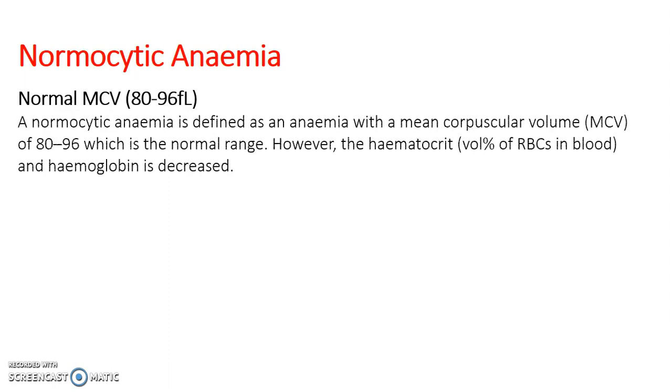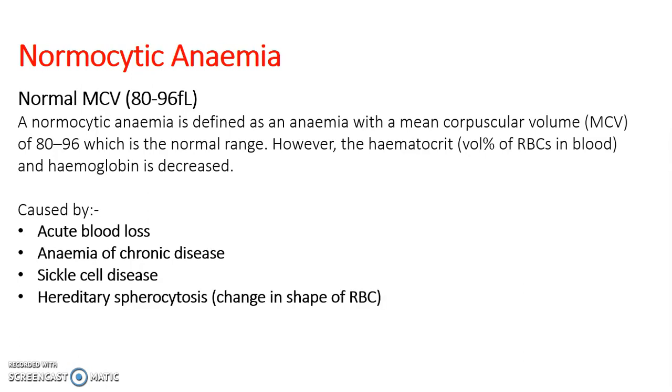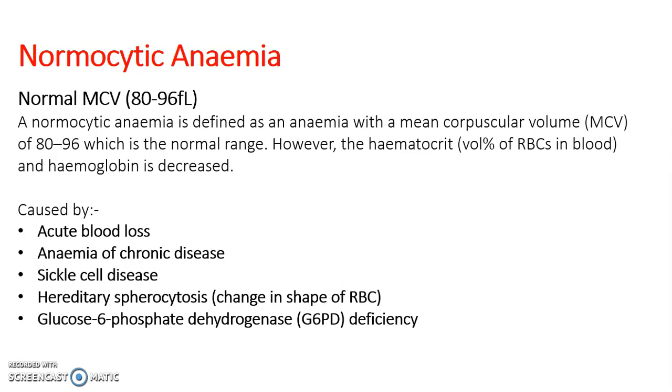Normocytic anemia, so normal mean corpuscular volume. It's defined as an anemia with an MCV within the normal range, 80 to 96. However, the hematocrit, which is the volume of red blood cells in the blood, and the actual hemoglobin is decreased. It can be caused by acute blood loss, anemia of chronic disease, sickle cell disease, hereditary spherocytosis, glucose 6-phosphate dehydrogenase deficiency, vitamin B2 or B6 deficiency.